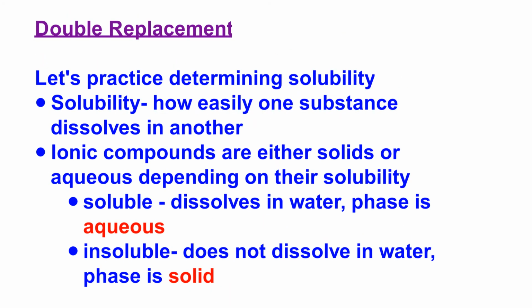So remember, solubility is simply how easily one substance is going to dissolve in another. Ionic compounds, as we learned in our writing and balancing video, are either going to be solids or aqueous depending on their solubility. When we use the word soluble, we're talking about aqueous substances. And when we use the word insoluble, we're talking about solids for our ionic compounds.